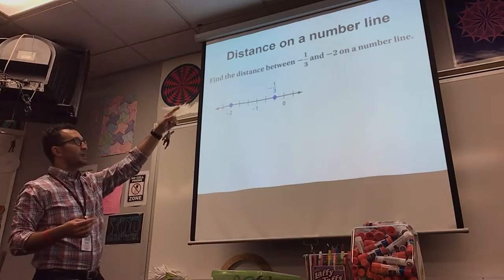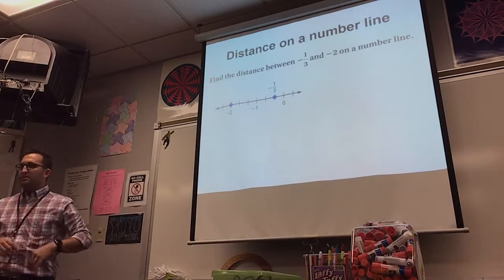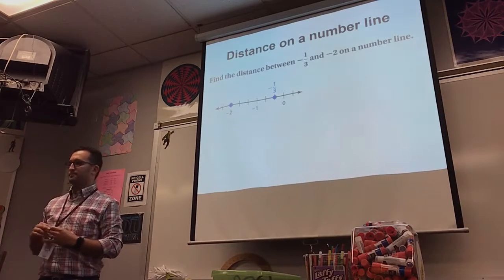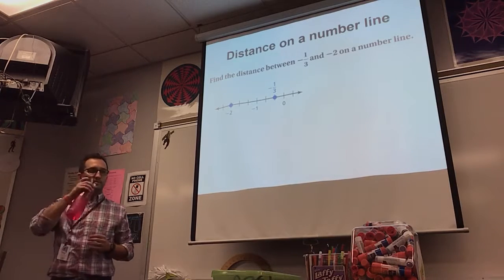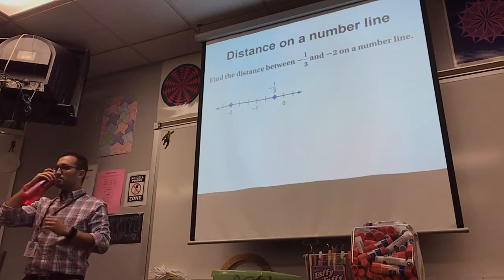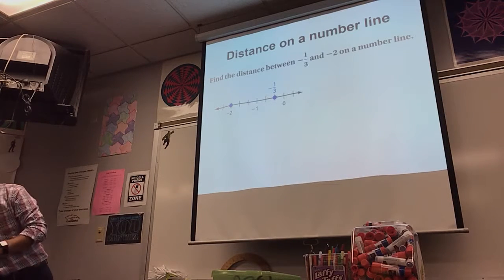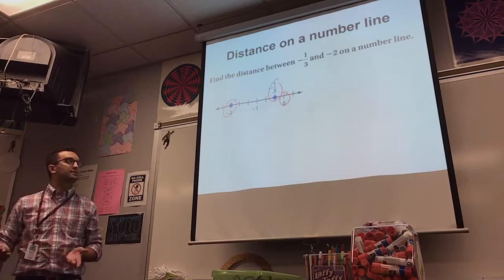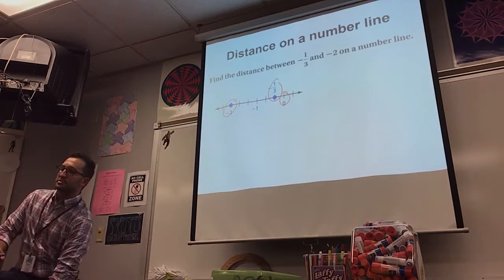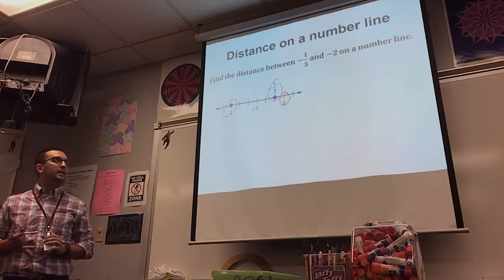Find the distance between -1 1/3 and -2 on a number line. Write those instructions down. Find the distance. So we'll only need 3 things. Well, no, it's got to be those 3. That's it. And then write down the instructions, please. Find the distance between -1 1/3 and -2.